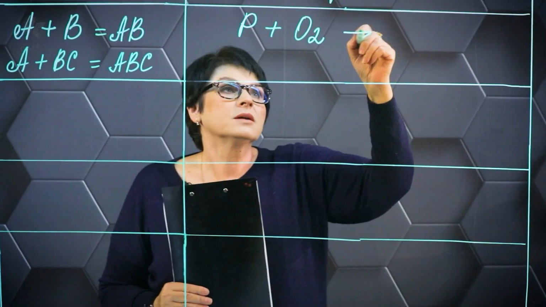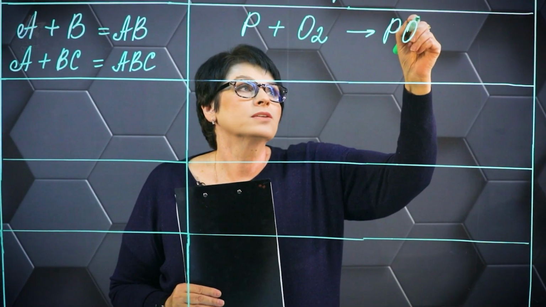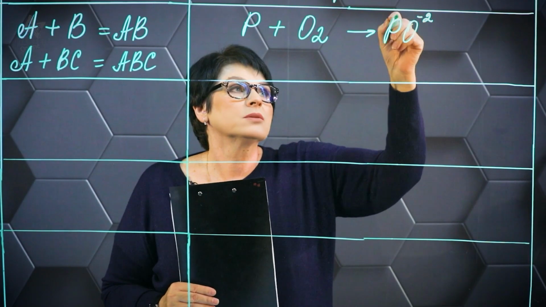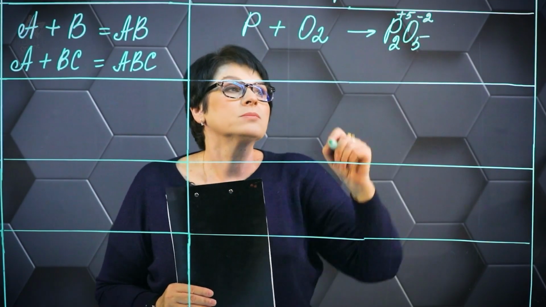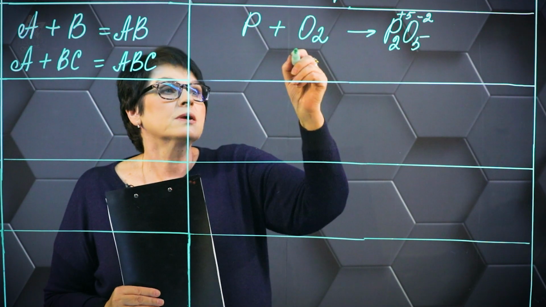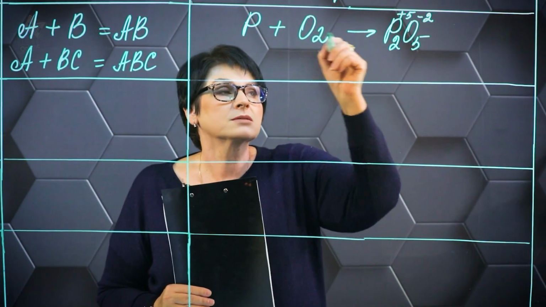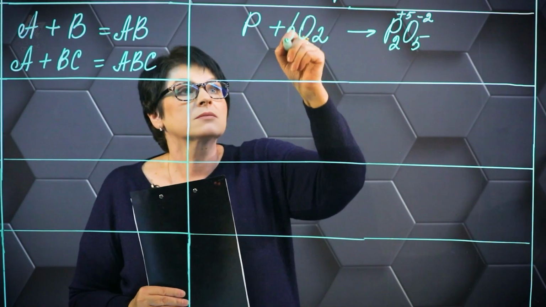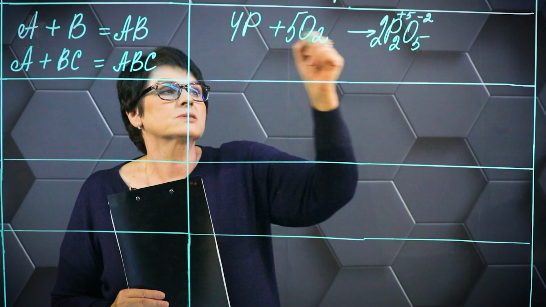This reaction results in phosphorus oxide, where oxygen has an oxidation degree of -2 and phosphorus has an oxidation degree of +5. Then the formula would be P2O5. Next, let's equate. Here we'll use the least common multiple method. Here we have 2 oxygen, here we have 5. Then here we'll put 5, here we'll put 2, and to phosphorus we'll put 4.